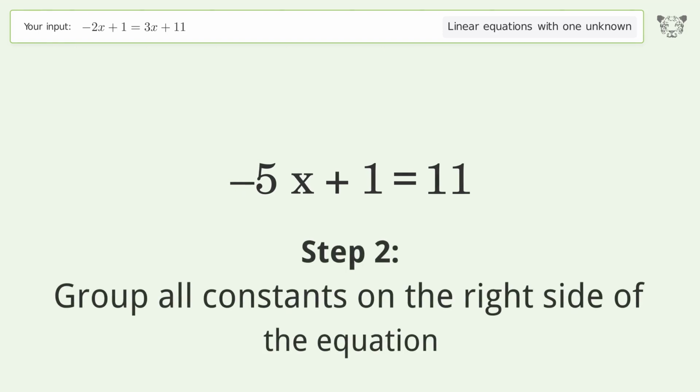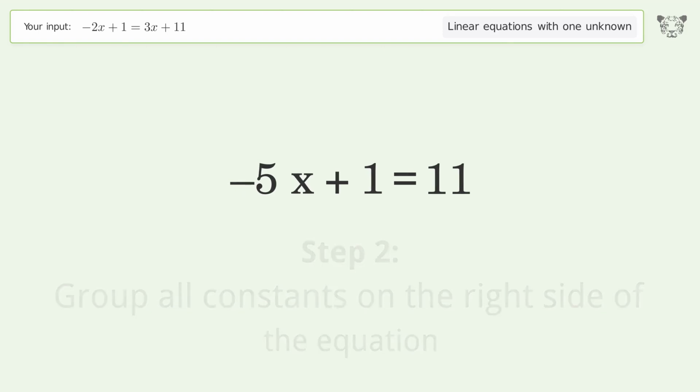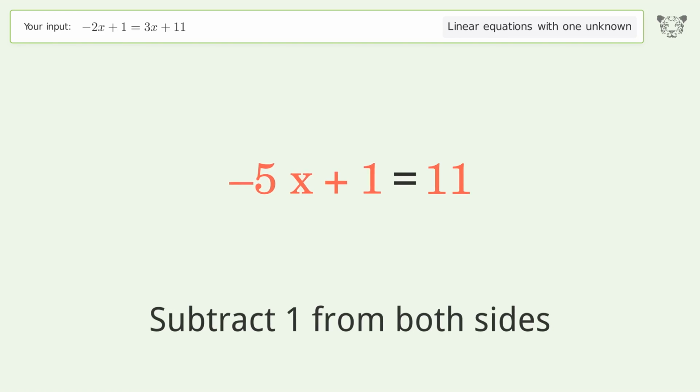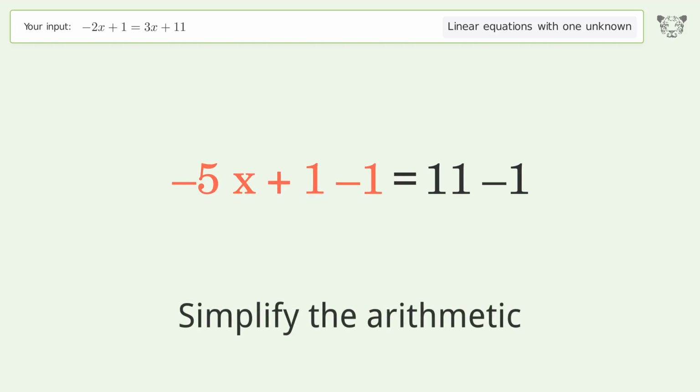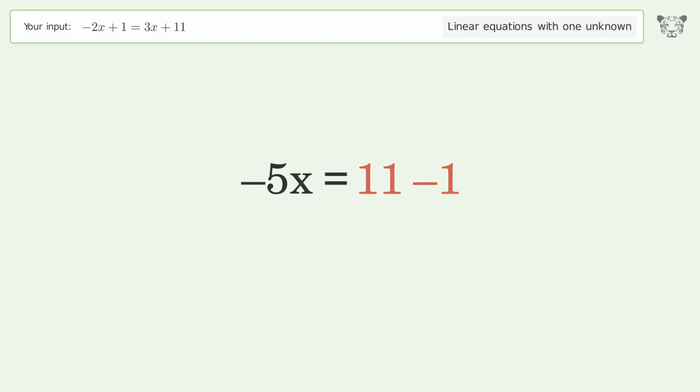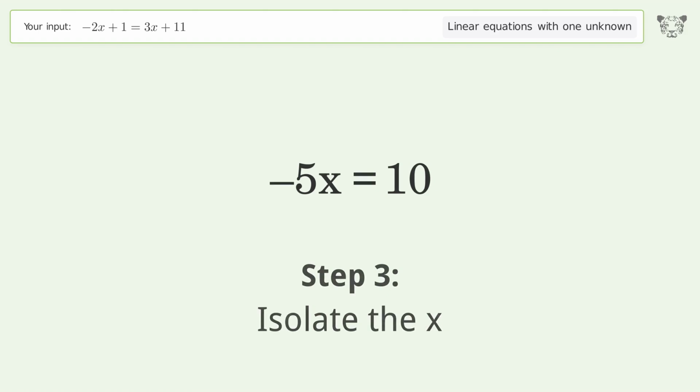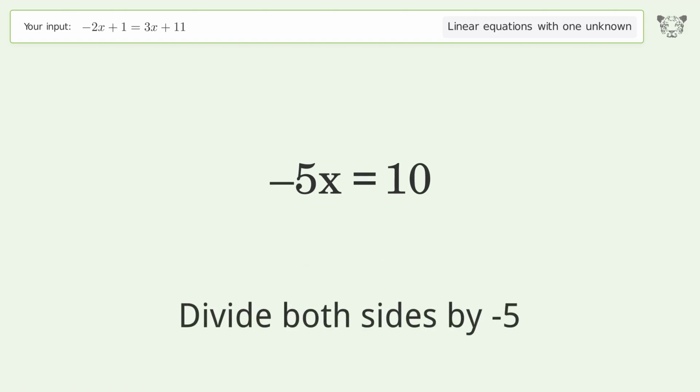Group all constants on the right side of the equation. Subtract 1 from both sides. Simplify the arithmetic. Isolate the x. Divide both sides by -5.